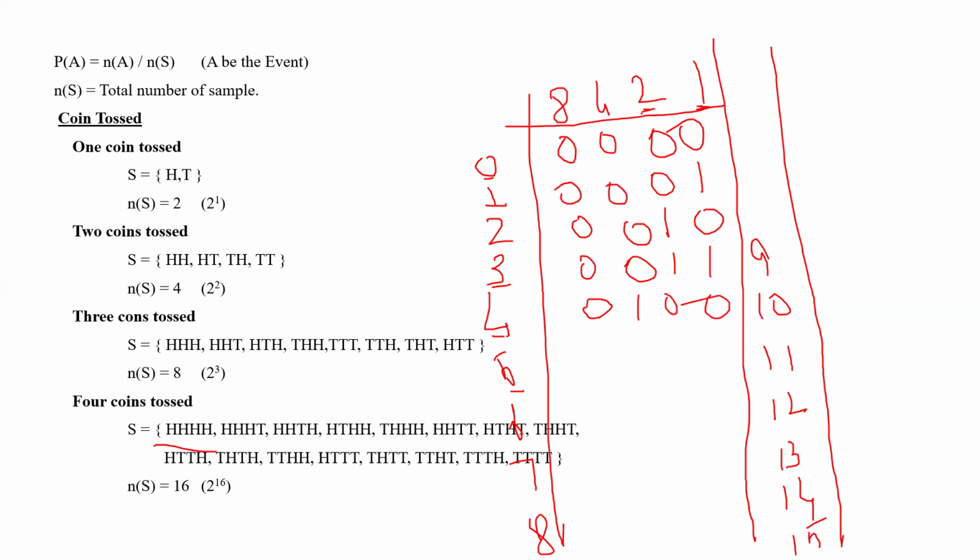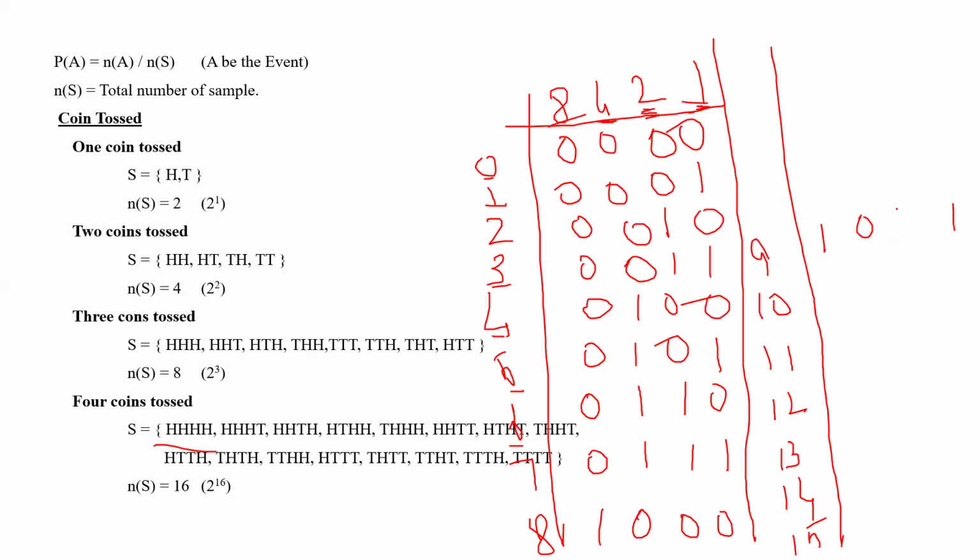5 means what? 4 plus 1. So here 1, here 1, other place 0. And 6 means what? 4 plus 2. 4 plus 2 we can write. 7 means 4, 2, 1. You can add it, 4, 2, 1. Next one, 8 means what? Here you can put 1, other place will be 0. And 9 means what? 8 plus 1. Yes. So 1, 1. Other place will be 0.